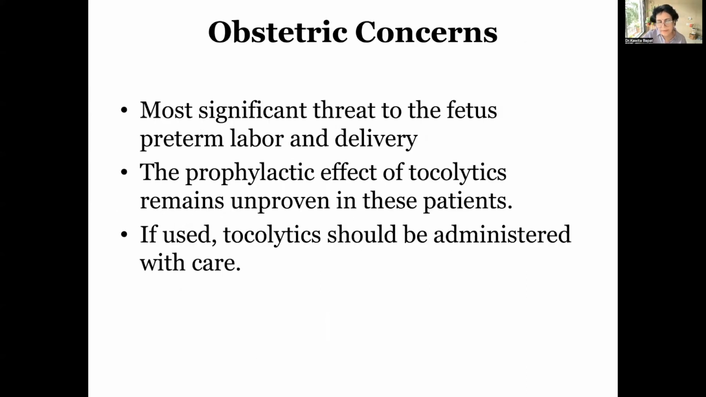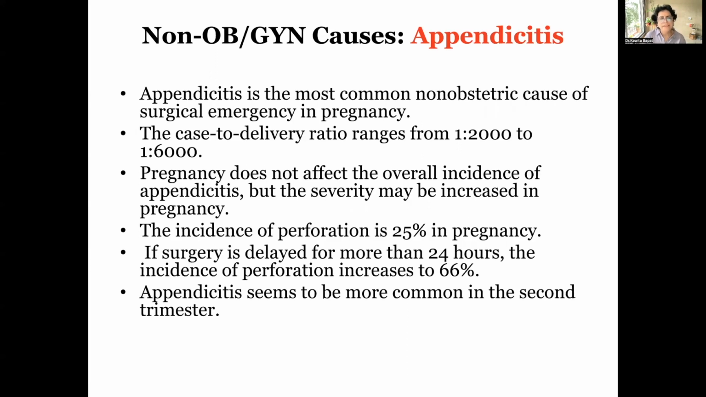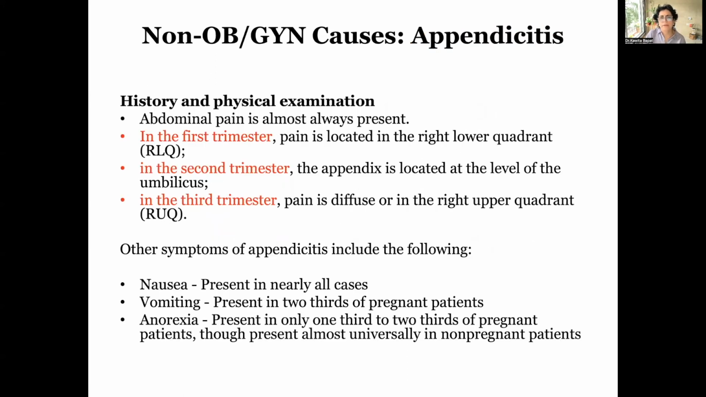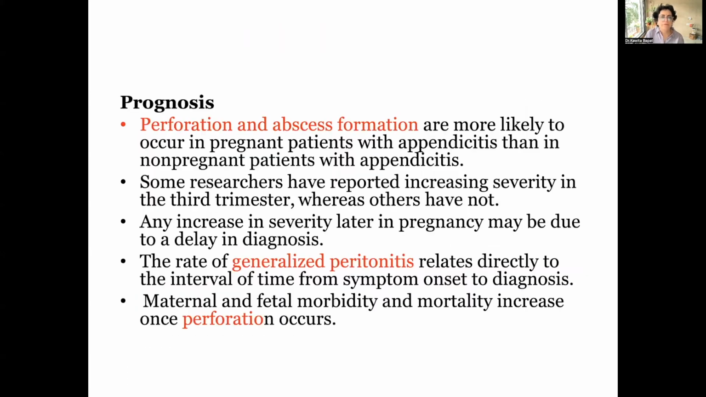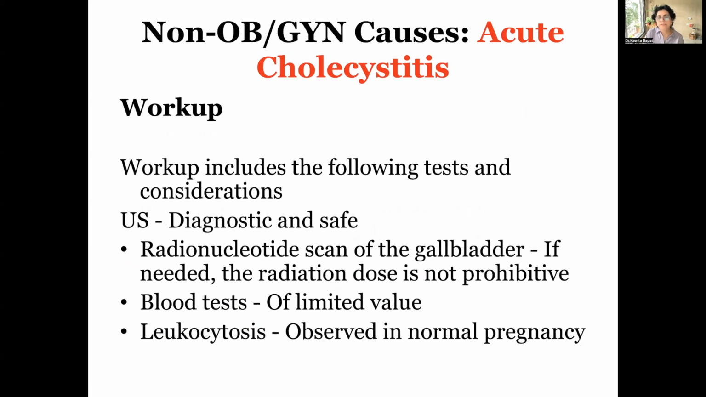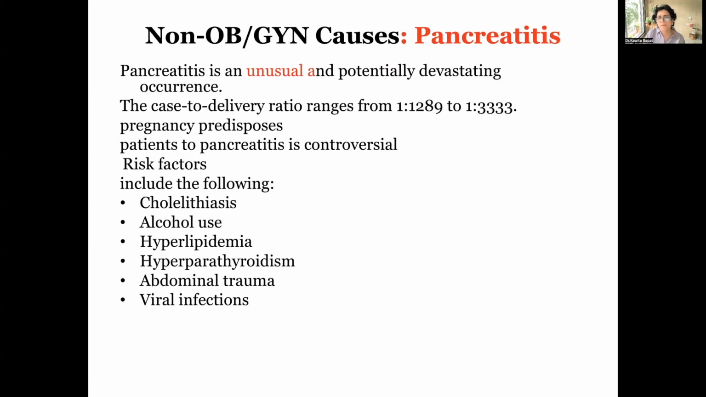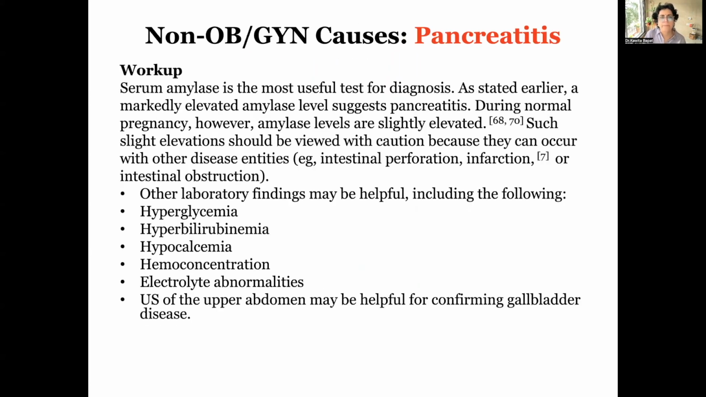Now, why are we worried about the acute abdomen? That's an obstetric concern: preterm labor and delivery, and the prophylactic effect of tocolysis remains unproven in this patient, so tocolysis should be administered with care. There are several non-obstetric and gynecologic causes. I'm not going into detail, but we have to treat them. Cholecystitis is one, appendicitis is one, pancreatitis is another important cause.